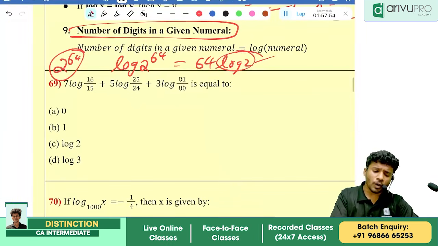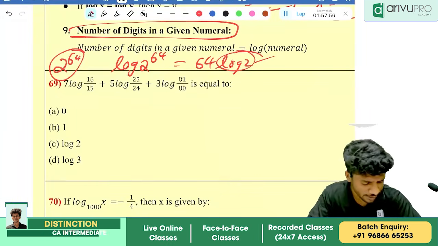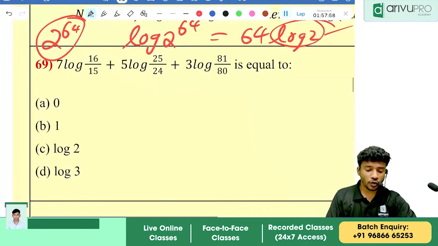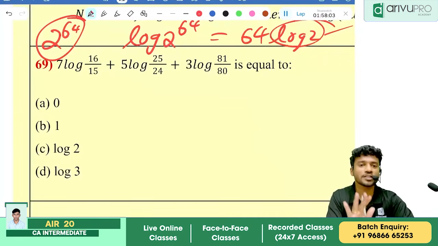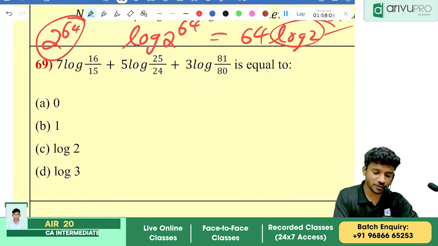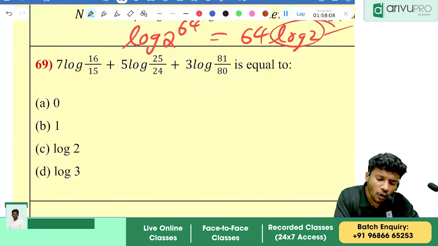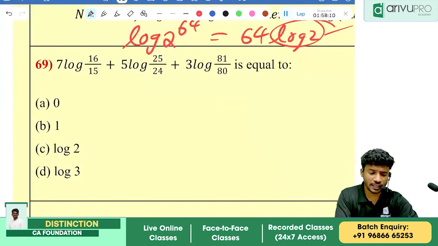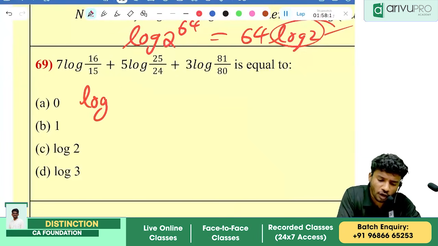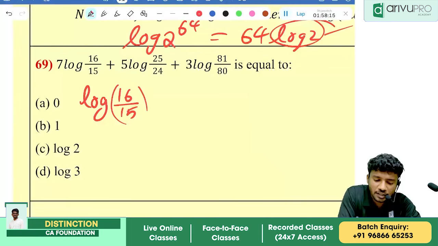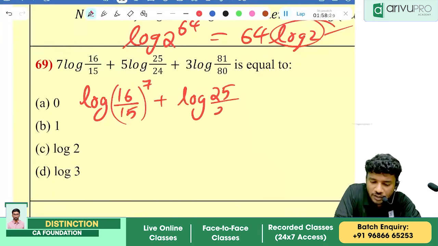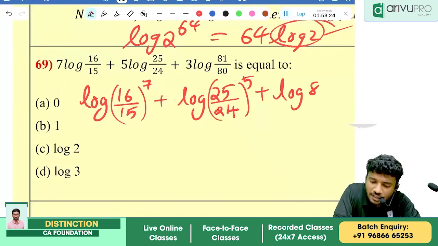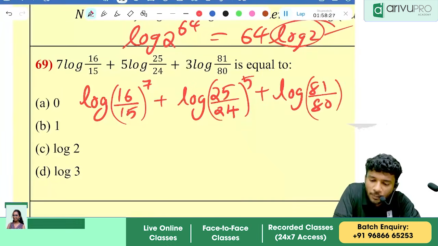Okay. Now, I will take you to the first question. I don't want to delay anything. Look at the first question. Sir, first itself you gave a question like this, which is very complicated. It's not complicated. I'll tell you how to solve this. 7 log of 16 divided by 15, how will I rewrite it? Log of 16 by 15 the whole power 7 plus log of 25 by 24 the whole power 5 plus log of 81 divided by 80 the whole power 3.